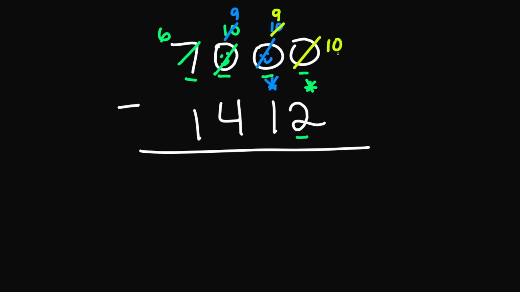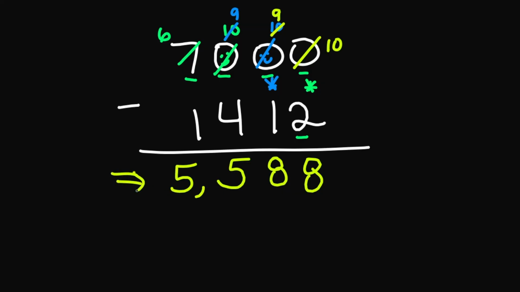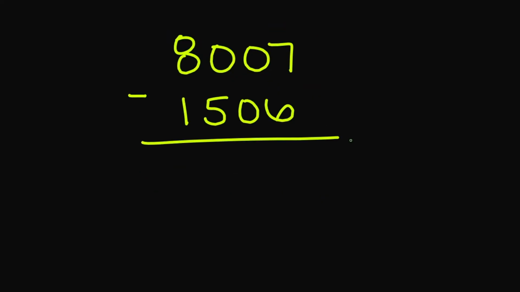I can finally subtract. So 10 minus 2 is 8. 9 minus 1 is 8. 9 minus 4 is 5. And then 6 minus 1 is 5. So your final answer is 5,588.